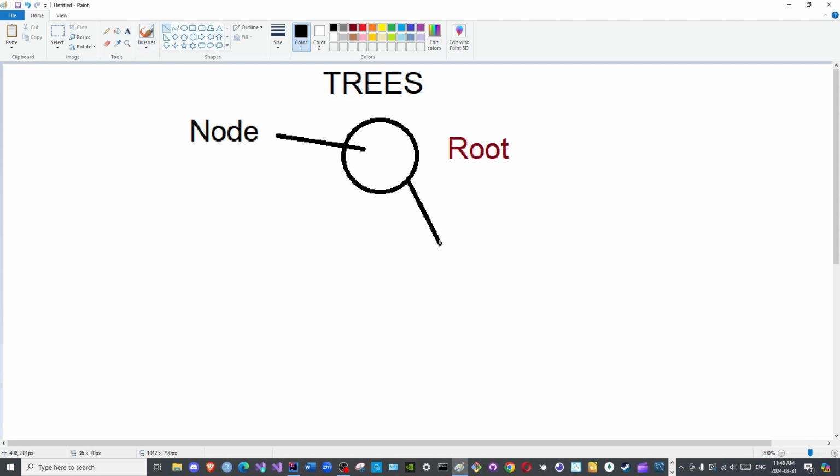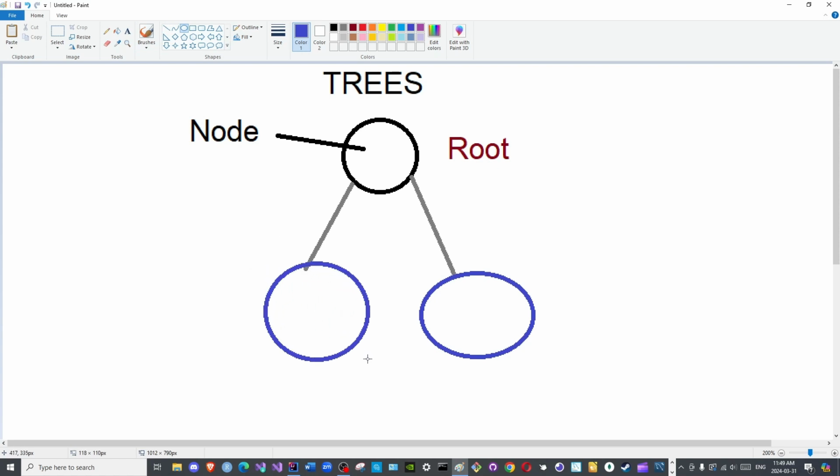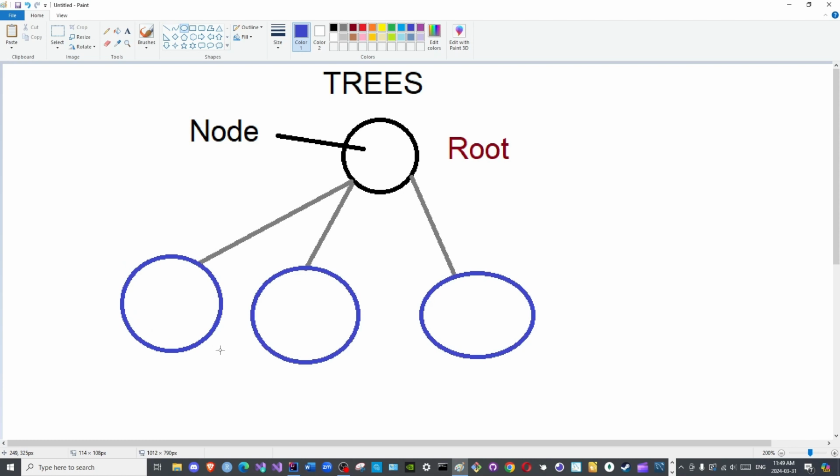I will use the extensions as gray, and the node at a different level will have a different color to avoid confusing you. This node may be related to a single node, or it may be related to two nodes. You will know why I use the term related shortly. Or it could be related to or connected to three nodes. It depends on your program or the tree that you are designing.